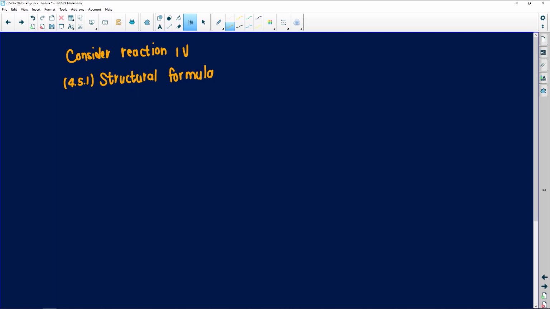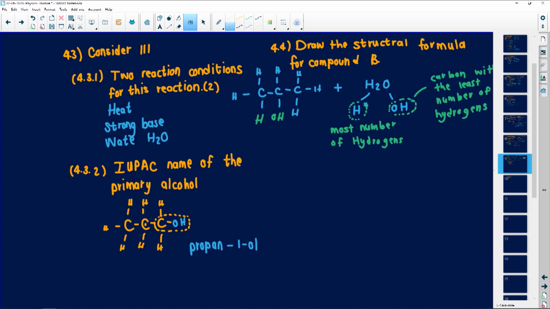So let's see how we're going to get this right. Let me do it the long way around. Me doing it the long way around means I'm going to start with this structural formula here.